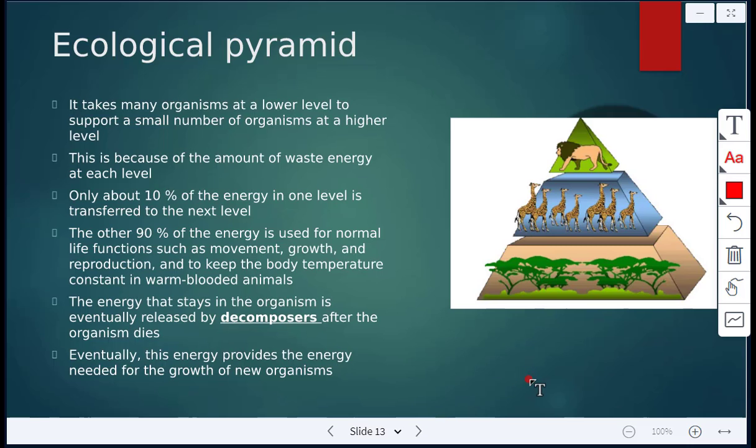Here we're looking at an ecological pyramid, which shows there's many organisms at a lower level to support a smaller number of organisms at a higher level. And the reason is because of the amount of waste energy at each level. Only about 10% of the energy in one level is actually transferred to the next level. The other 90% of the energy is used for normal body processes like movement and growth and reproduction and keeping the body temperature constant in warm-blooded animals. The energy that stays in the organism is then eventually released by decomposers after the organism dies.